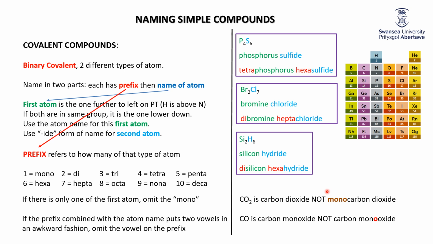The difference between ionic and covalent: covalent, you have to say how many of each type of atom you have there. With ionic, that is defined in terms of the charge of the ions, so it is redundant to say how many of each you have.